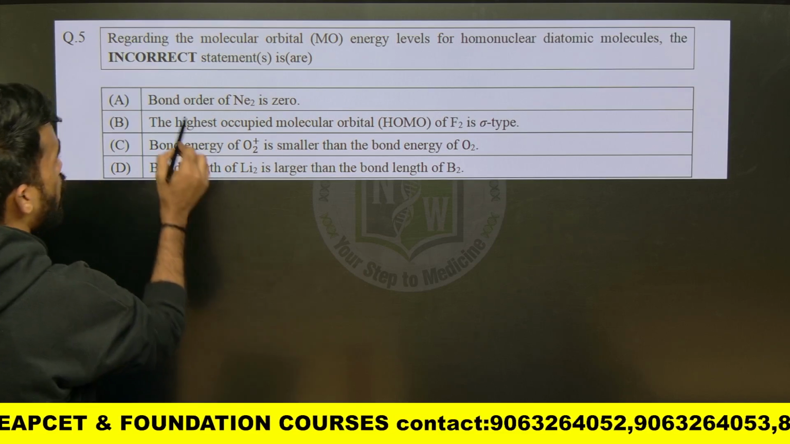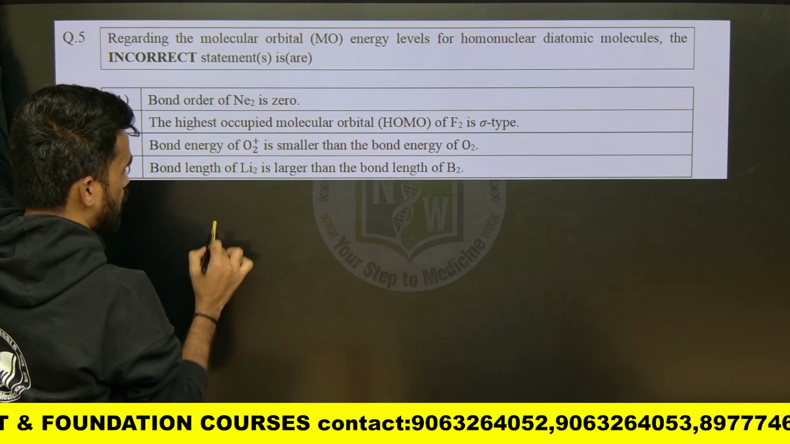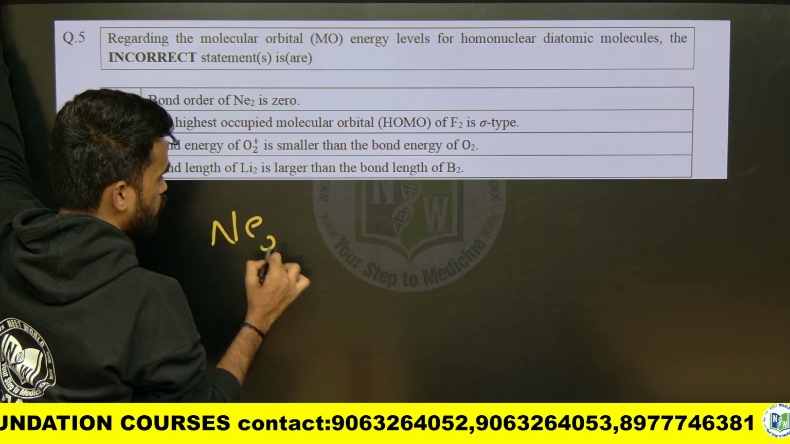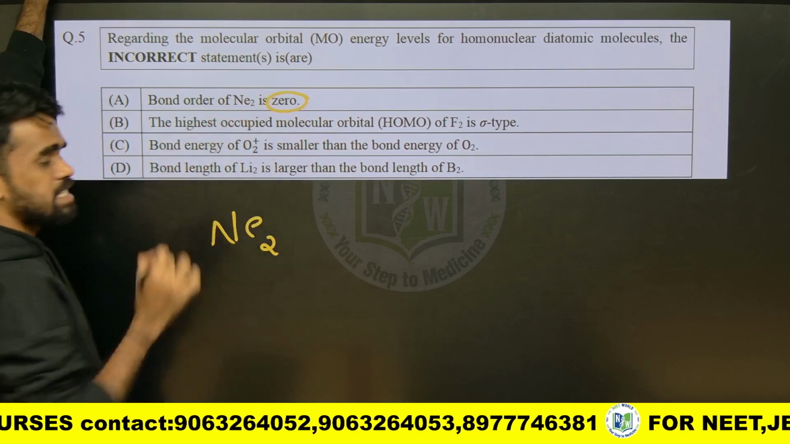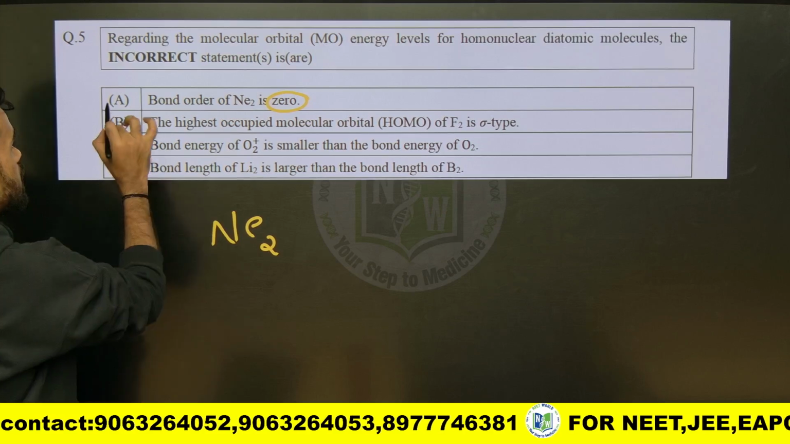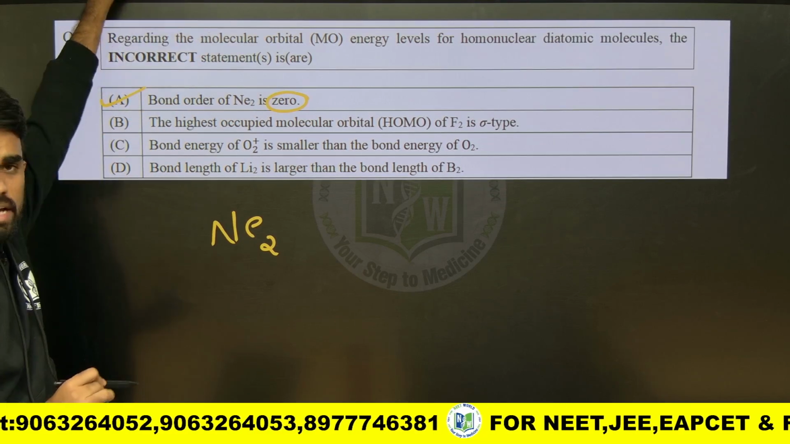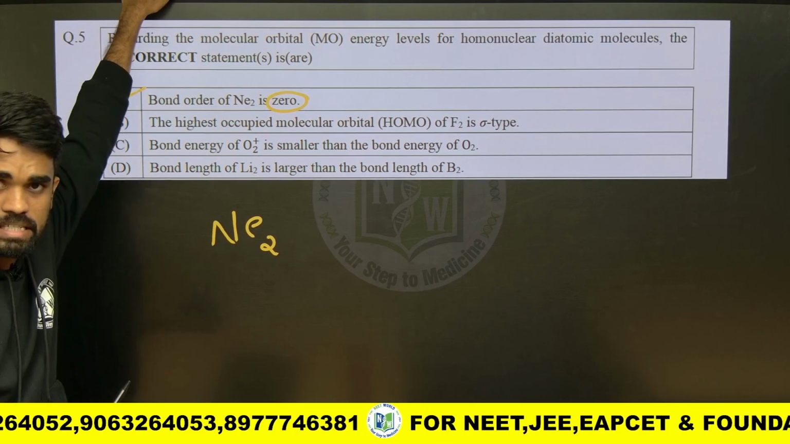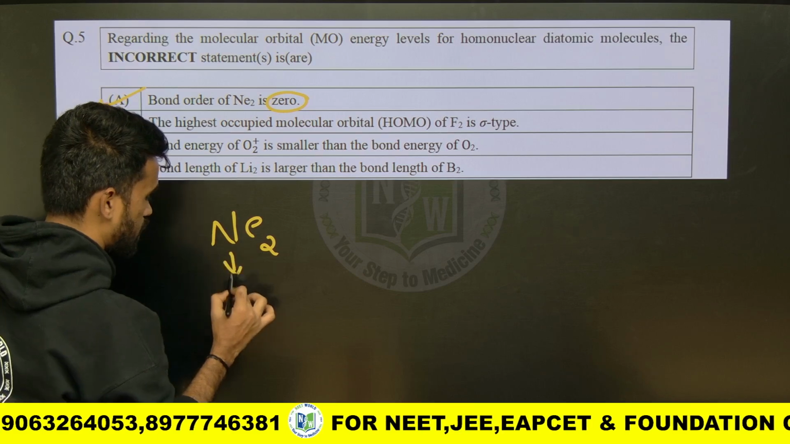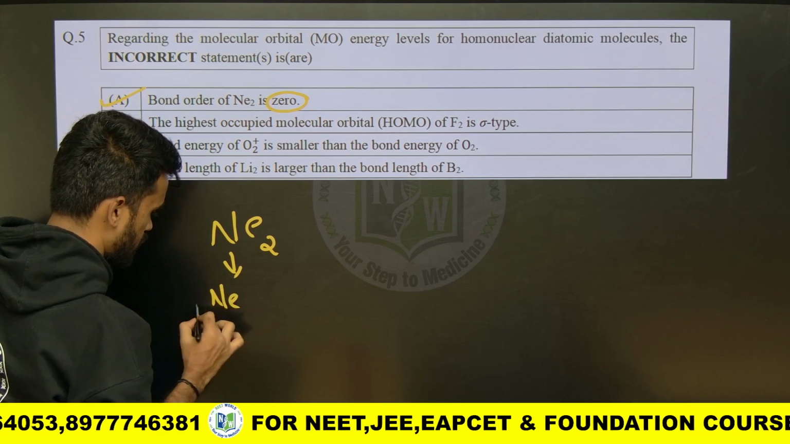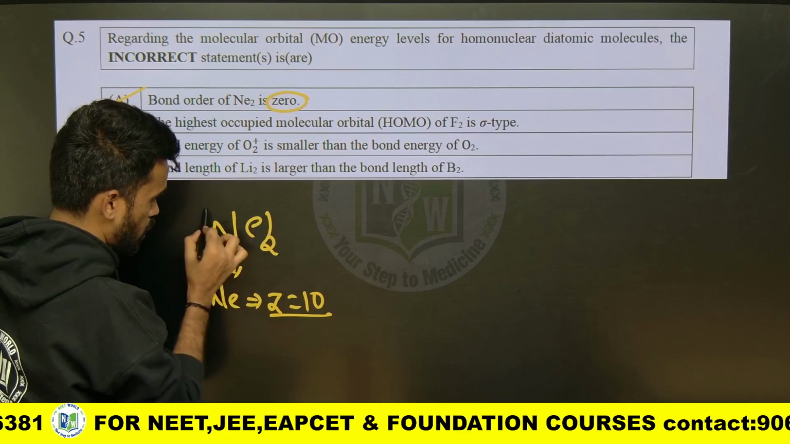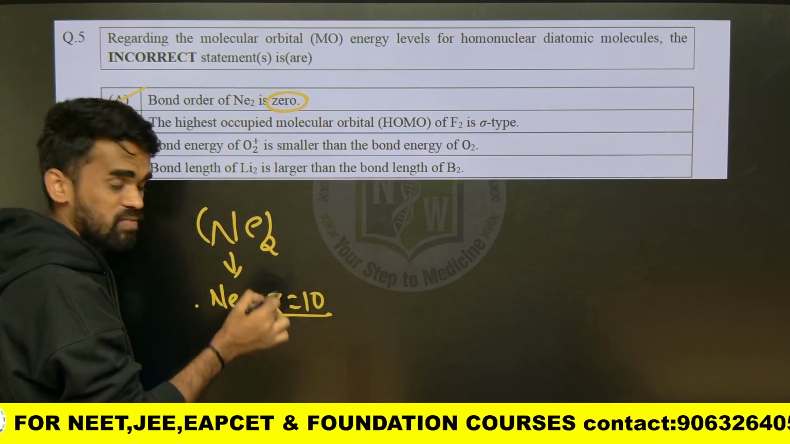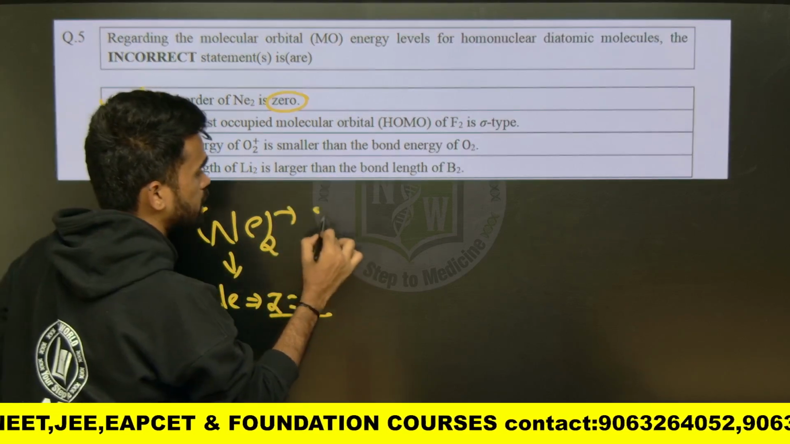So, bond order of Ne2, neon diatomic molecule, formed from neon, is 0. Is this correct or not? Yes, this statement is correct only. The bond order for neon is 0 only. How are we saying this? See, the atomic number of neon is how much? 10. So for the neon diatomic molecule, the total number of electrons in this molecule is 20.